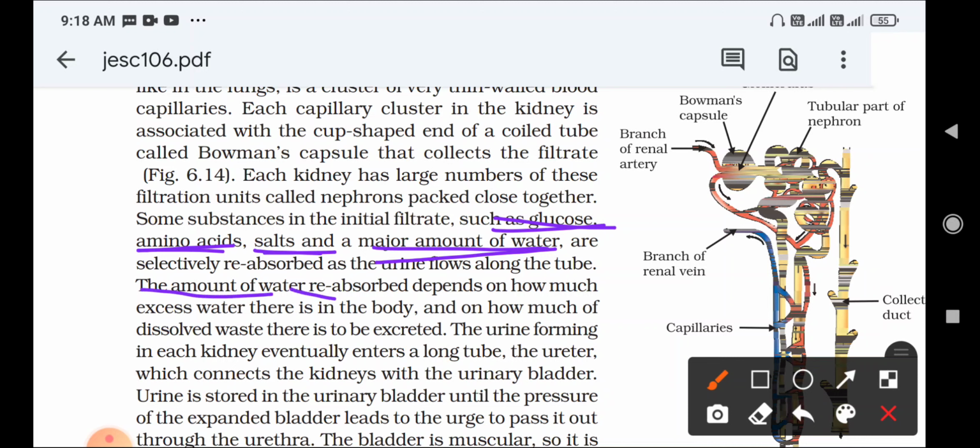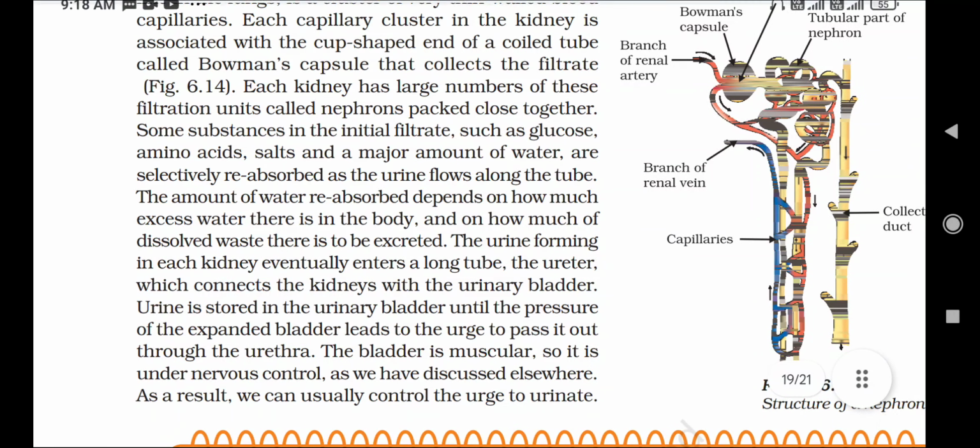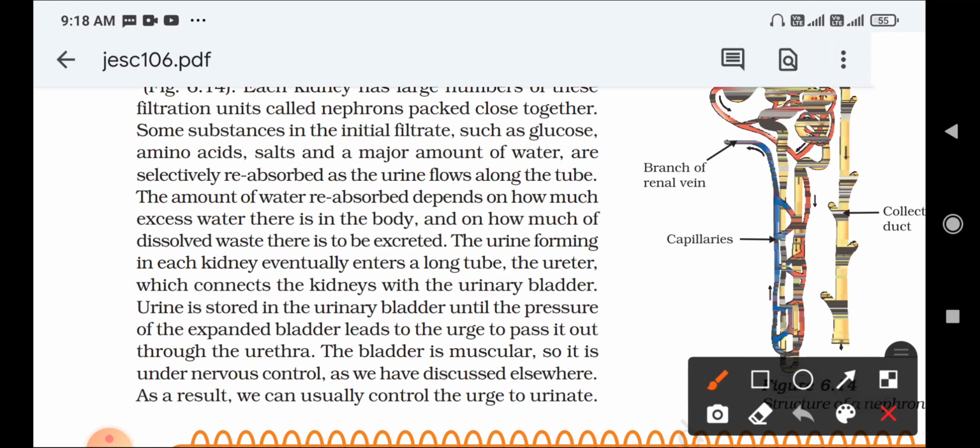The amount of water reabsorbed depends on how much excess water there is in the body and on how much dissolved waste there is to be excreted. So we are saying that in the kidney, amino acids, glucose and water are absorbed from the urine. But how much water is absorbed by the kidney? That is the main important question. Does it absorb all the water from the urine, or less, or a moderate amount? That depends on two conditions.